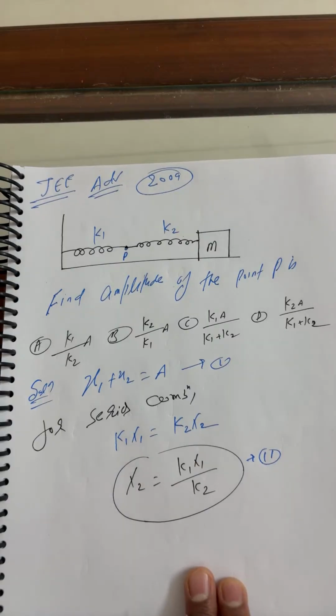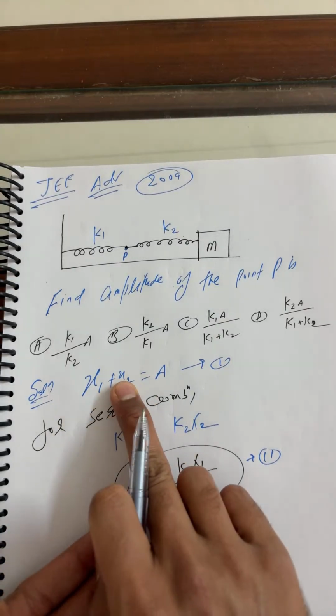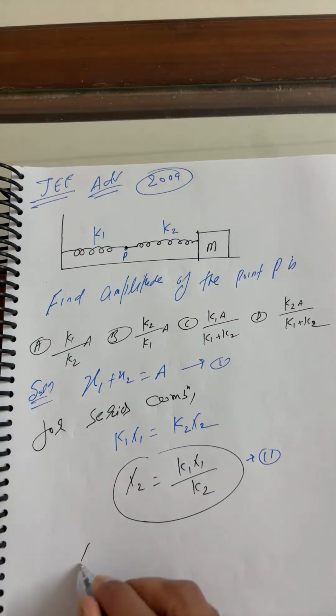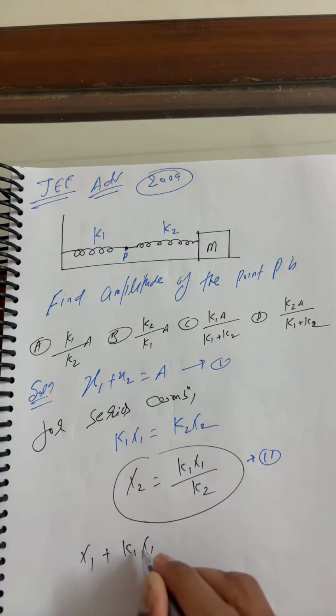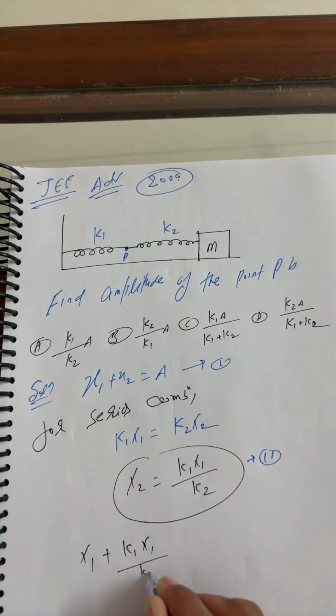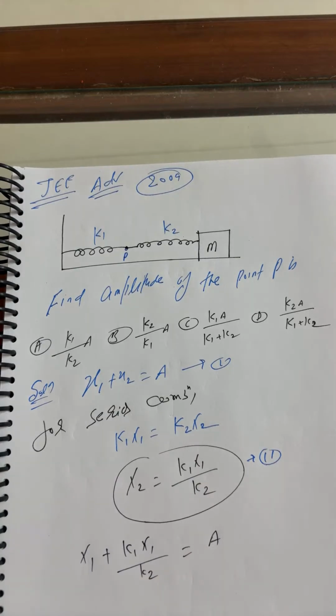Beta, just this value here, but we can fit this x2 beta in this equation. So you can write x1 plus k1 x1 upon k2, which is equal to A. Okay, so here we wish to find what? We wish to find beta x1 here, right?